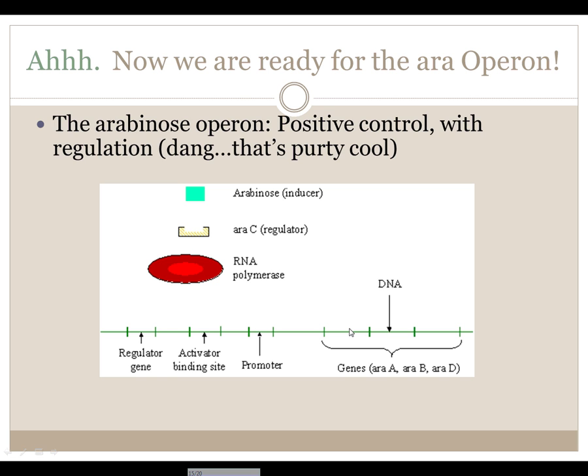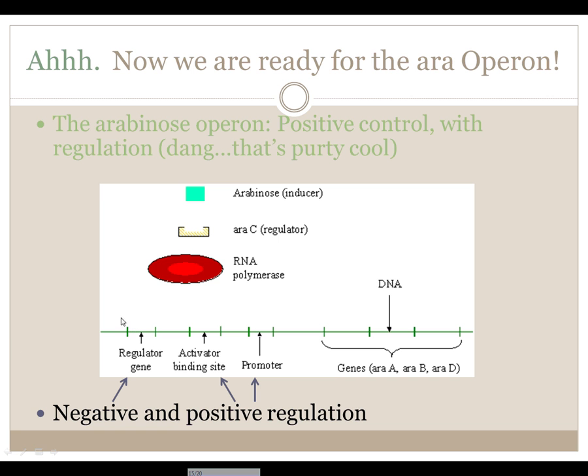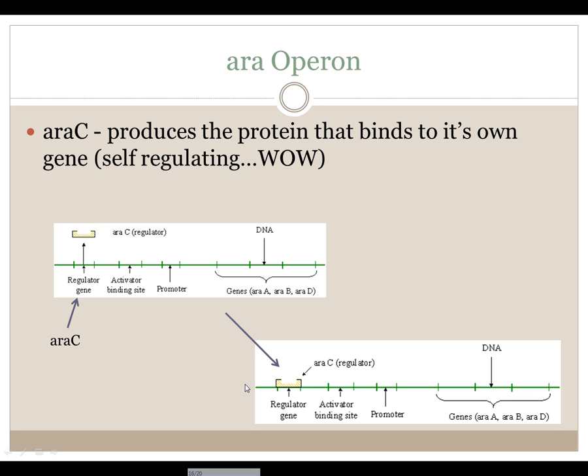One thing to note is that this arabinose operon has positive control, which would be here, but it also has negative regulation. And I say, dang, that's pretty cool, because what that means is it has negative control and it has positive control. Okay, so let's get into that a little bit more. Let's look at the negative control first. RC, that regulator gene, which is right here, is called RC.